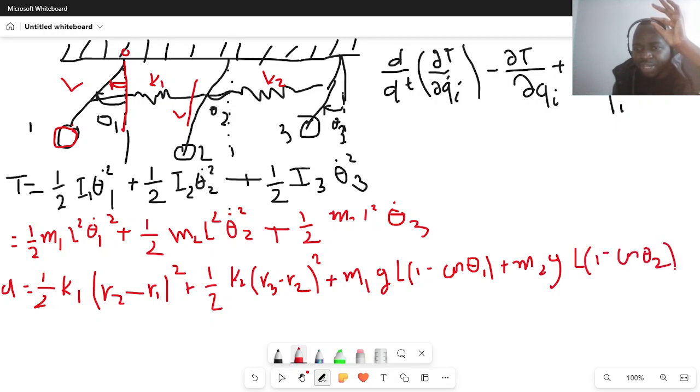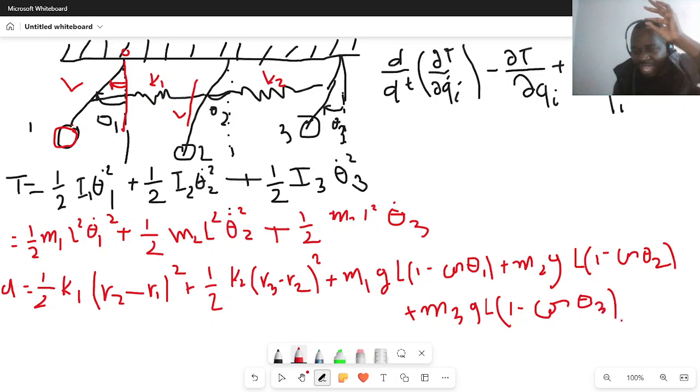Do we have another expression? Yeah, we have m3. Let me just write it down here. I know it doesn't look nice and neat, but let me just write it here. It's going to be m3 g L3(1 minus cos theta 3). Now we have written our kinetic and potential energy, but now there is something that I'm not satisfied with.